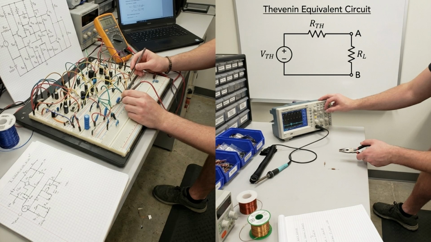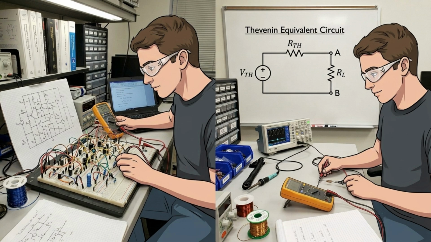Engineers use Thevenin equivalents extensively when analyzing circuits with changing loads. Instead of solving the entire circuit every time a different load resistor is connected, they first determine the Thevenin model and then perform much simpler calculations. This approach is especially useful in power delivery systems, sensor interfaces, amplifier stages, and communication circuits.